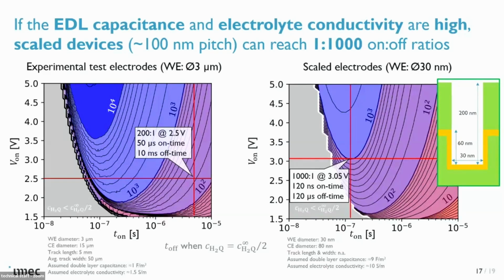If we then use this same simulator, but instead move to a very aggressively scaled device, in this case we had to also increase the electrical double layer capacitance simply by making the electrode area itself quite a bit larger than just a ring disk electrode at the bottom. We can actually also reach 1000 to 1 if we increase the voltage high enough. In this case, the on times and off times are also of a different order of magnitude, which is what you would expect if you make a smaller device. Everything has to be faster.